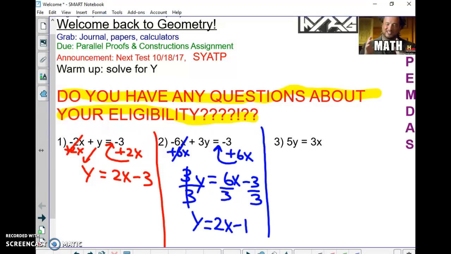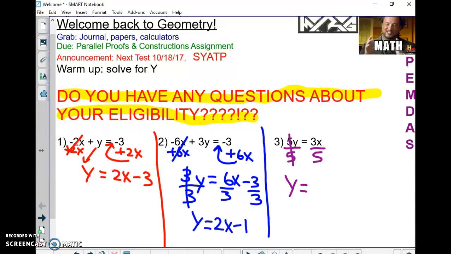Let's try number 3. So on number 3, is y by itself? There's a 5 in front. Now, I'm not going to get rid of an x term because there's no x on the left side. But how do I get rid of just the coefficient 5? It's kind of like I did right here, right? So I'm going to divide by 5. And on the other side, divide by 5. These 5's cancel. Now I have y equals, now 3 over 5.